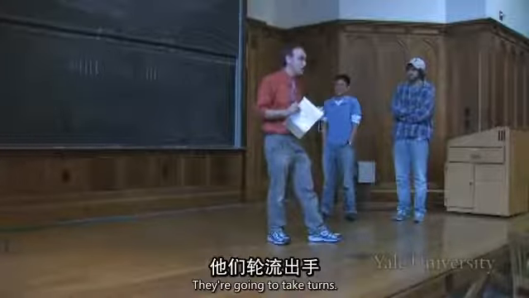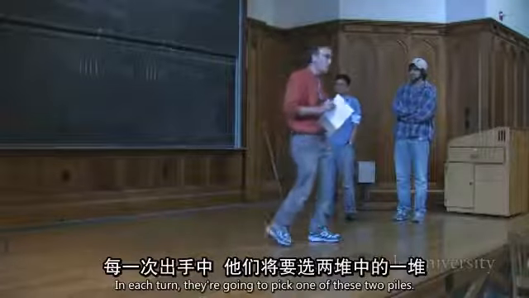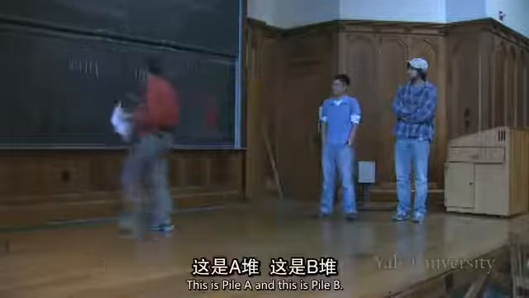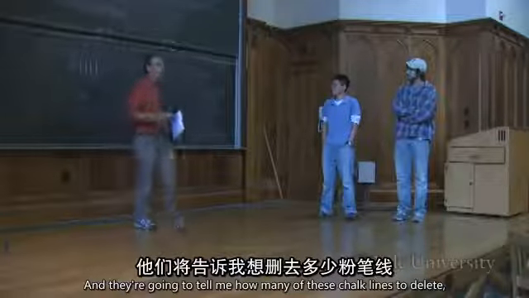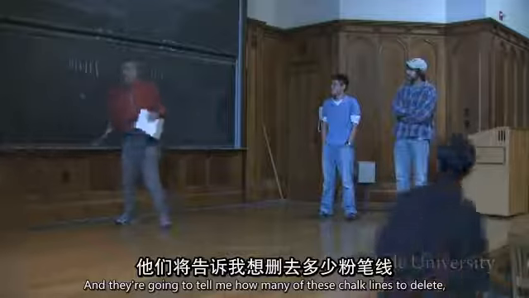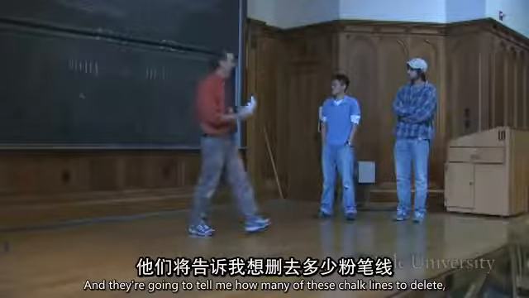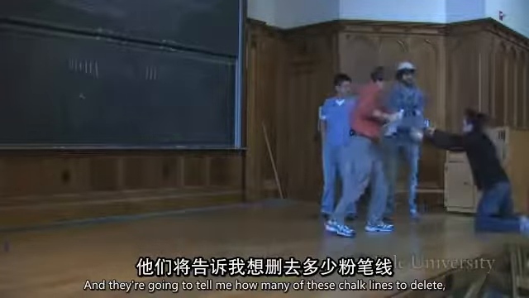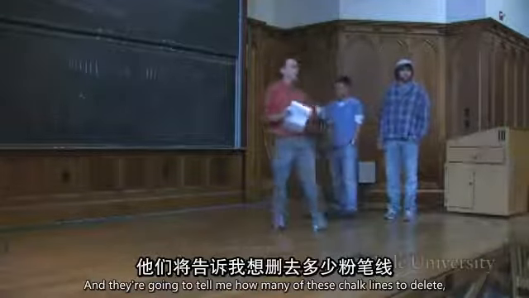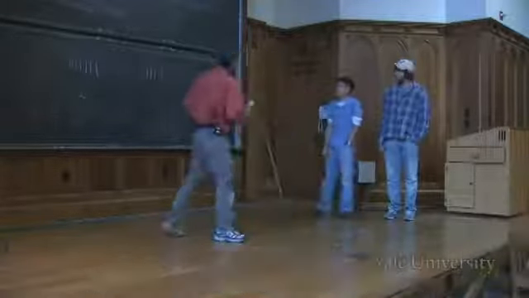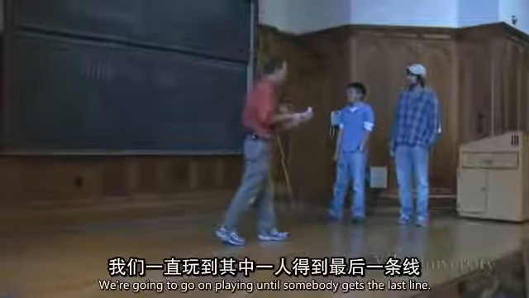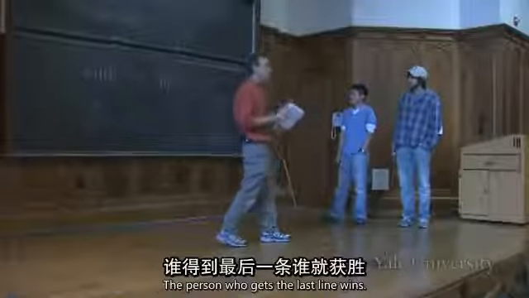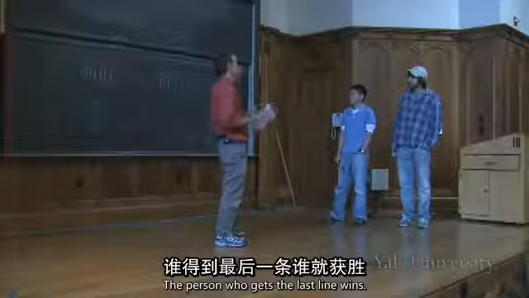They're going to take turns. In each turn, they're going to pick one of these two piles. This is pile A, and this is pile B. And they're going to tell me how many of these chalk lines to delete. All right, and I'm going to delete those lines. We're going to go on playing until somebody gets the last line. The person who gets the last line wins.